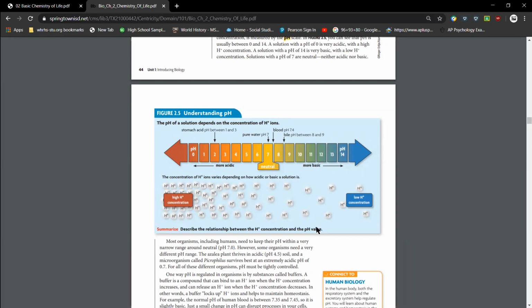So some examples of things on the pH scale. Stomach acid is anywhere between 1 and 3, meaning it's really, really acidic. Pure water, just plain water, is at a pH of 7, which is neutral. Blood is slightly basic with a pH of 7.4, and bile, which comes out of your liver during digestion, is pretty basic, with a pH between 8 and 9.